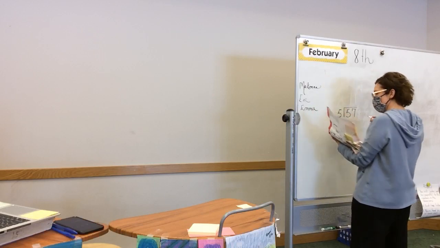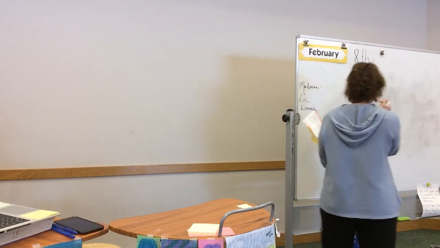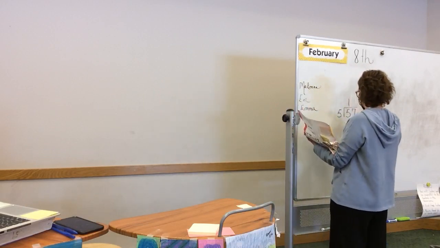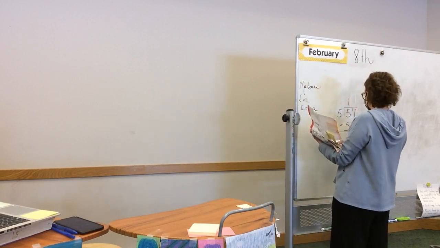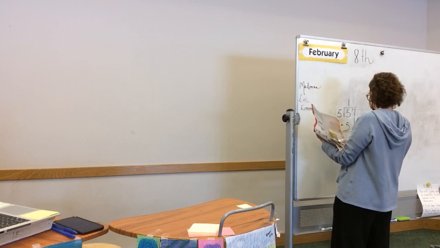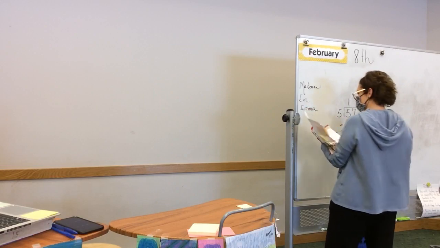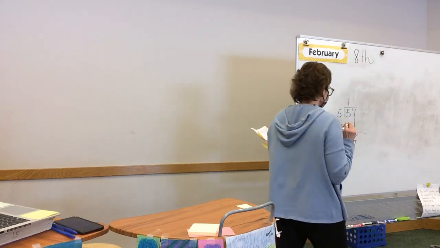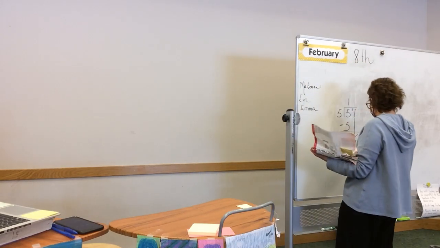All right, so how many times does 5 go into 5? Once. So we subtract 5. We take the 7 down. How many times does 5 go into 7? All right, but we have a quandary here. We don't have a 0.